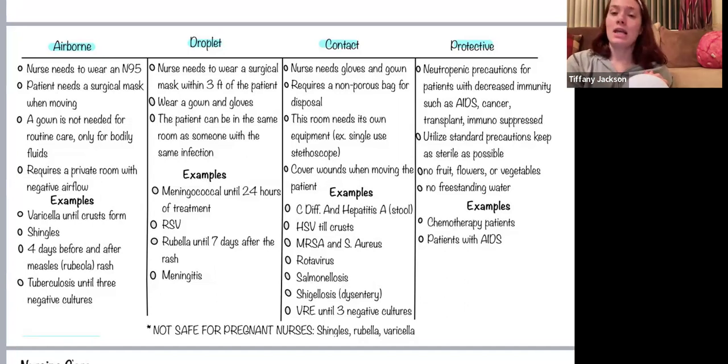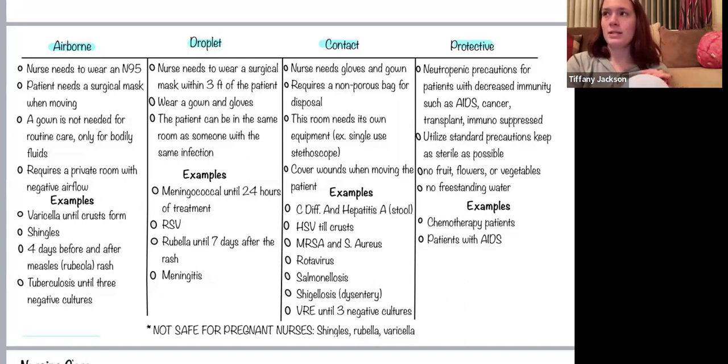However, let's say you have a third patient who also has RSV. You can place the two patients with RSV in the same room together. And that goes a little bit more with our leadership course, kind of assigning rooms, making sure who can be paired with who, et cetera, et cetera.